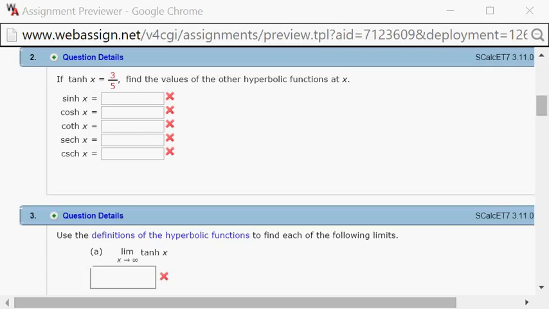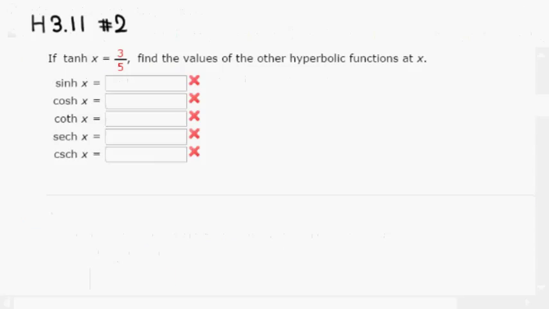Alright, let's look at the homework 3.11 problem number 2. So the hyperbolic tangent of x is equal to 3/5. Then we want to find the values of all these other functions. So let's do that.